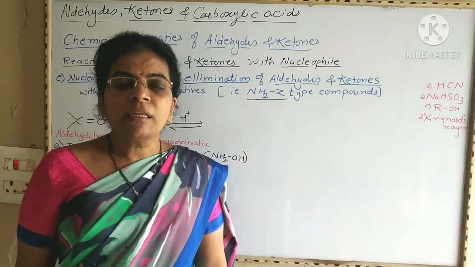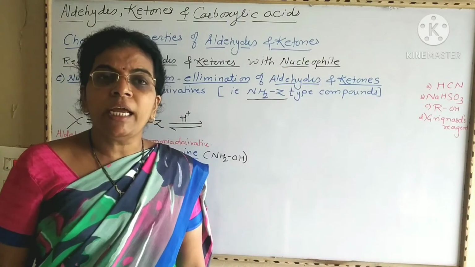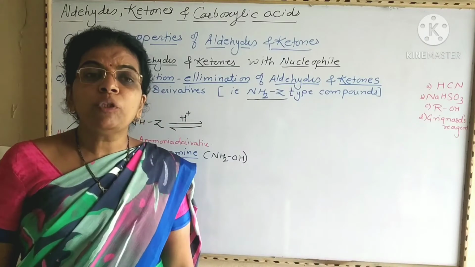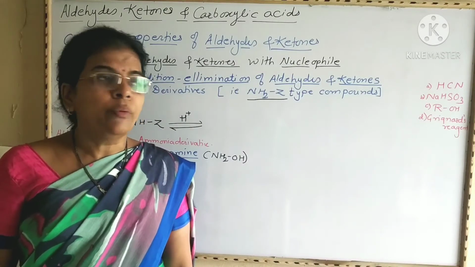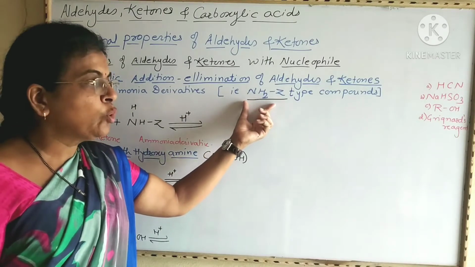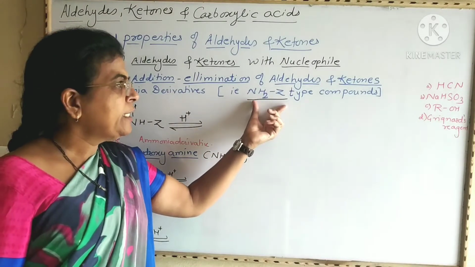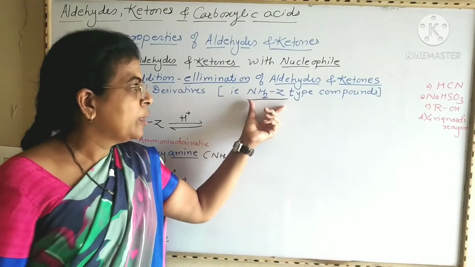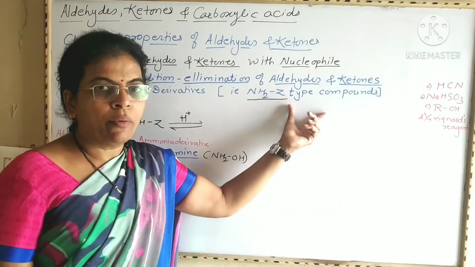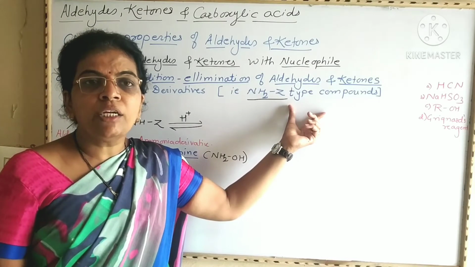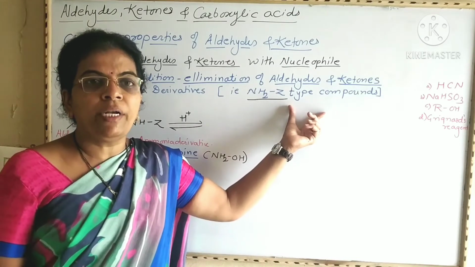Now we know that the molecular formula of ammonia is NH3, and when one hydrogen atom from ammonia is replaced by any atom or group, then it is an ammonia derivative. Now this is an NH2Z type compound. Z is any atom or a group of atoms, or it is any functional group. This is an NH2Z type compound. Now we are going to see the reaction of aldehydes and ketones with these ammonia derivatives.